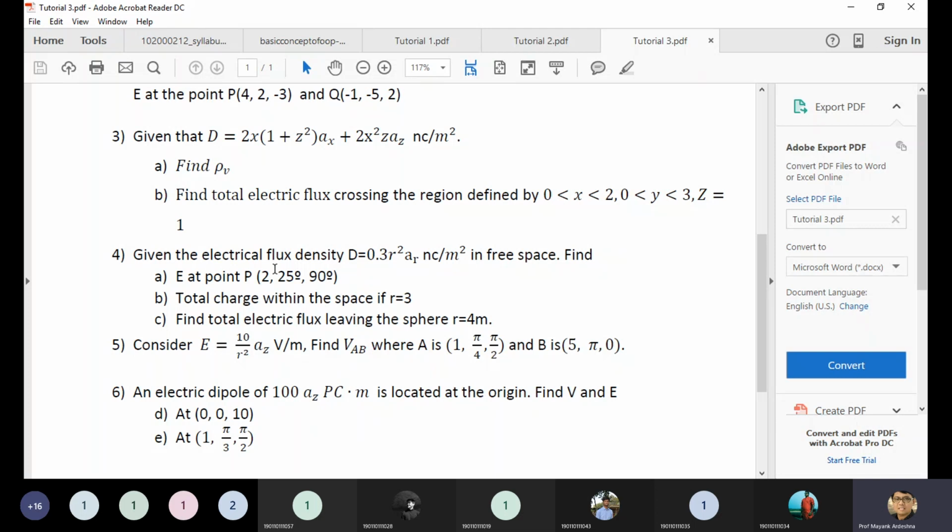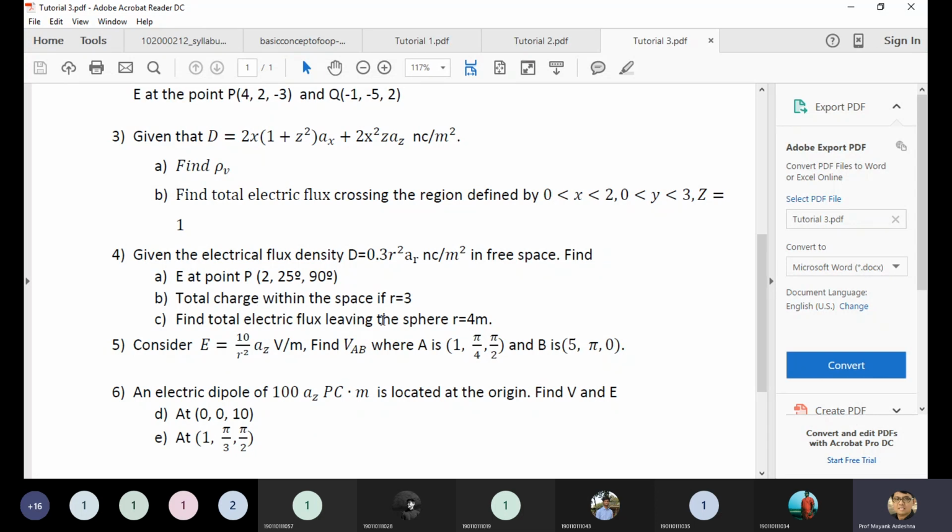Find out the total charge within the space. So what you have to find out? You have to find out the Q. Q is equal to the integral of rho V dV, and rho V is equal to del dot D. Using Maxwell's first equation, D is given, find the divergence of D, which is rho V, and Q is the integral of rho V dV. So I can find out the total charge.